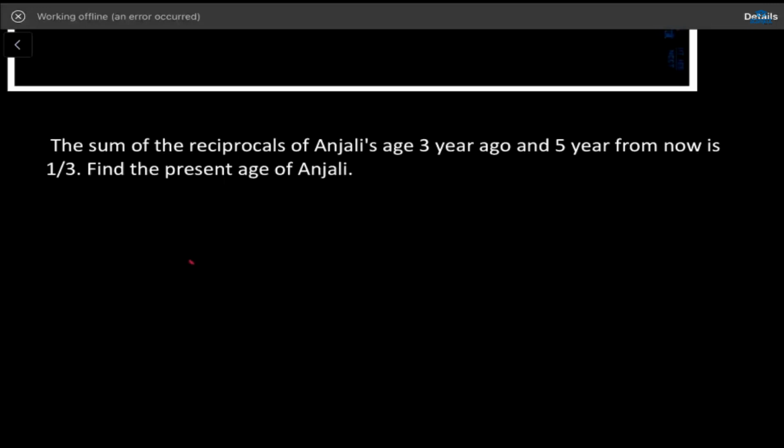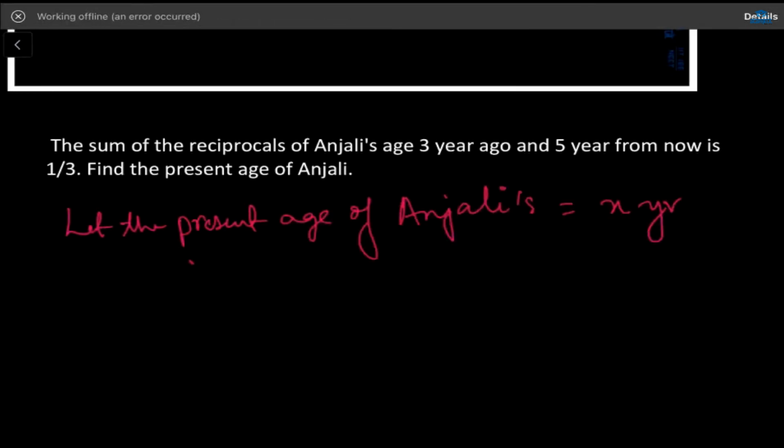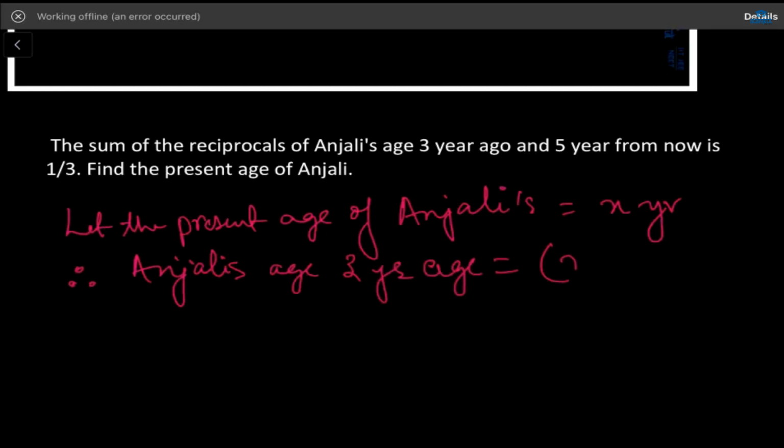So first of all, what we can assume here, the present, because we need to find the present age of Anjali. On the basis of present age only, we can find out the past age and the upcoming age. So let the present age of Anjali be x years. Therefore, Anjali's age 3 years ago. What will be the age of Anjali 3 years ago? X minus 3. Yes, because we are talking about before age. So it will be x minus 3 years.